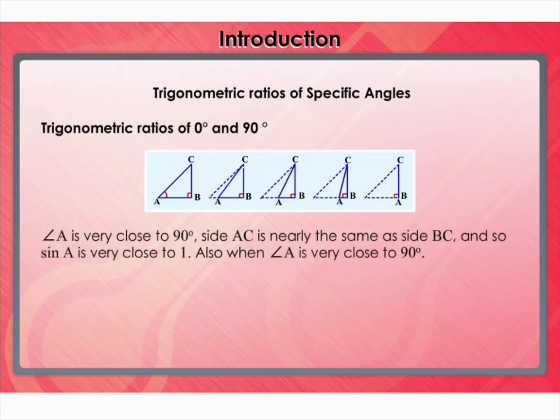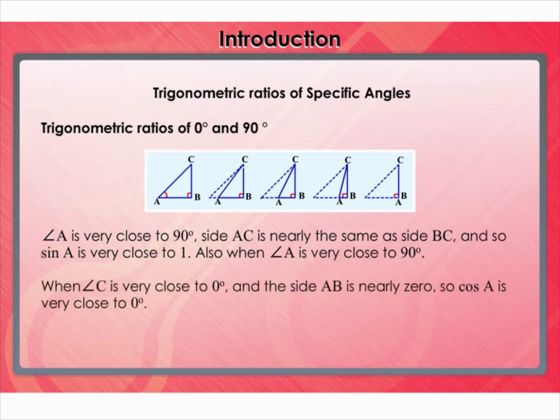Angle A is very close to 90 degrees. Side AC is nearly the same as side BC, and so sin A is very close to 1. Also, when angle C is very close to 0 degree, the side AB is nearly 0, so cos A is very close to 0. So we define sin 90 degree equal to 1 and cos 90 degree equal to 0.